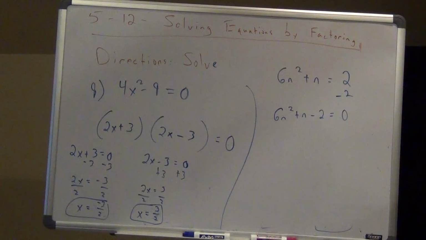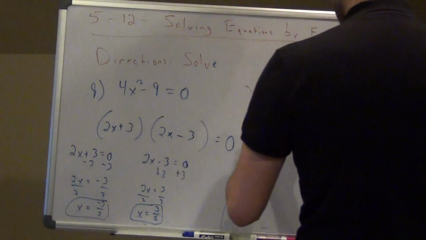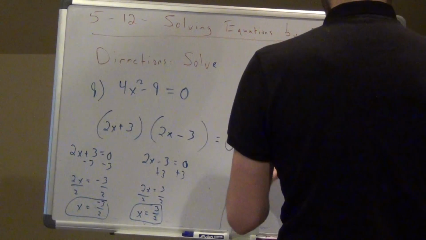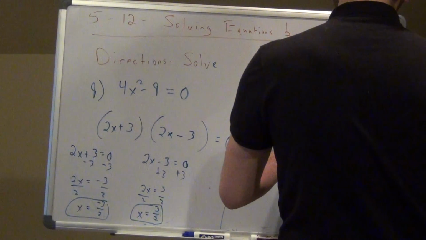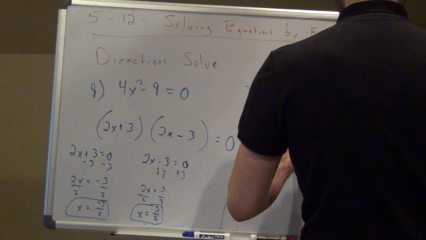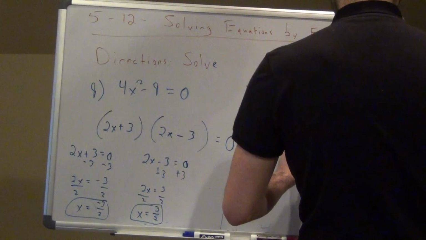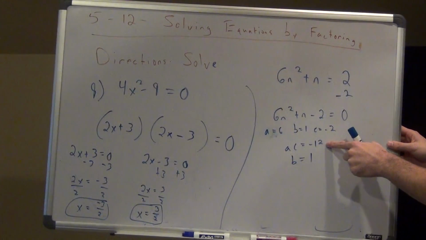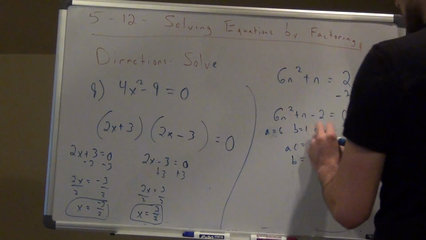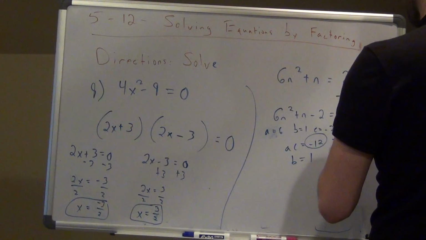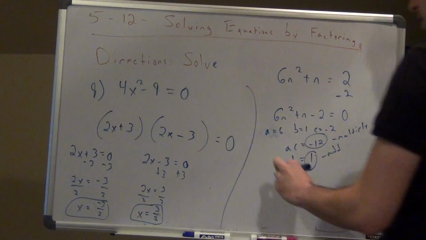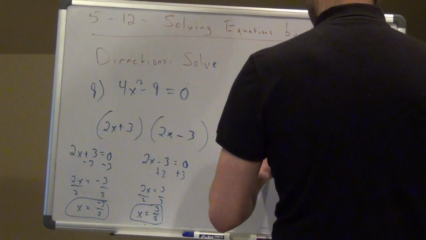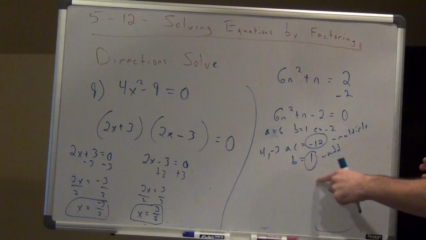There's no greatest common factor here, but the number in front of n squared is greater than 1. When that happens, we have to do factoring by grouping. So we do that ABC method, right? A is 6, B is 1, C is negative 2. We multiply the first and last numbers, AC. Reminder, we need two numbers that multiply to get AC and add to get B. These two numbers would be 4 and negative 3. 4 times negative 3 is negative 12, and 4 minus 3 is 1.